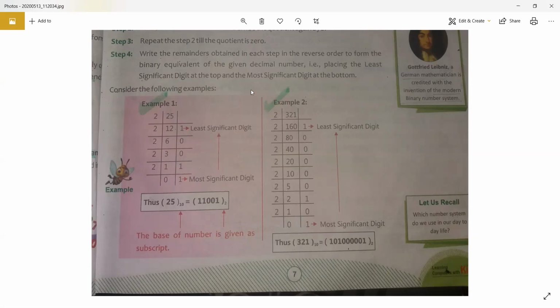Is it clear? Second example, 321 is required to be divided by 2. Why 2? Because 2 is the base of the binary number system, and this is a decimal number. When you keep on dividing, you will get this series of remainders. As soon as you reach 1 here, you have to stop, and from this 1 you go upward. Then you have to write the result.